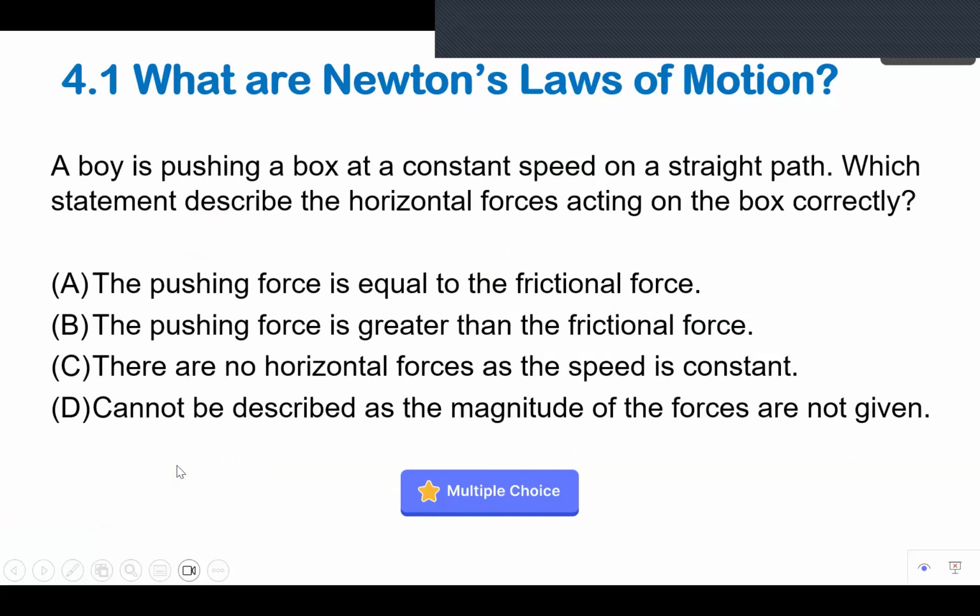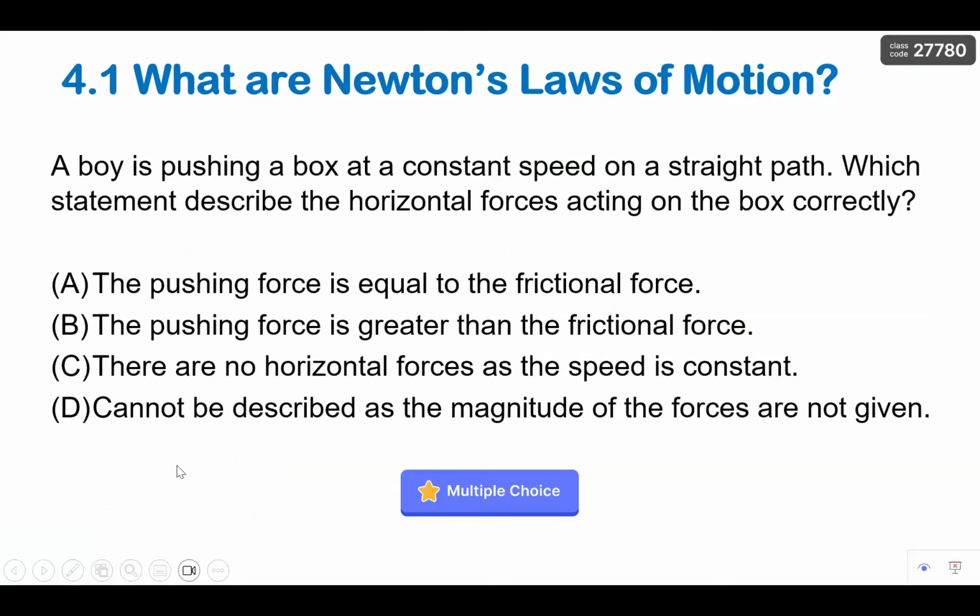Okay, so now let's test your understanding. You may pause the video to think of the answers. I'm going to go through the answers now. A boy is pushing a box at a constant speed on a straight path. What statement describes the horizontal force acting on the box?